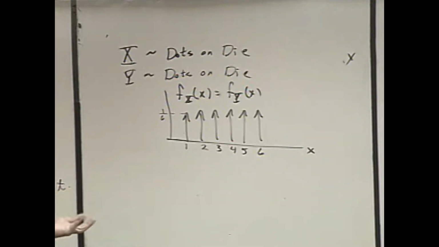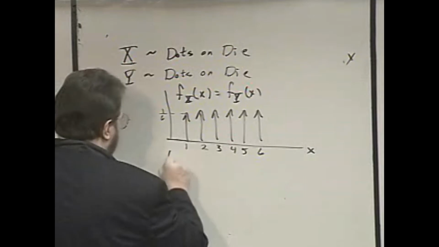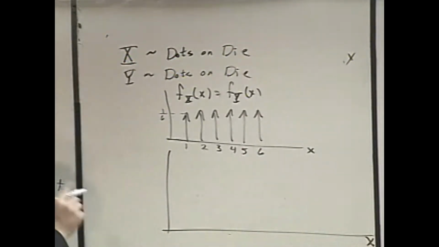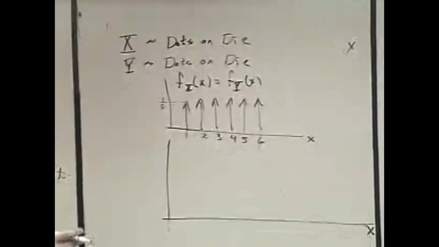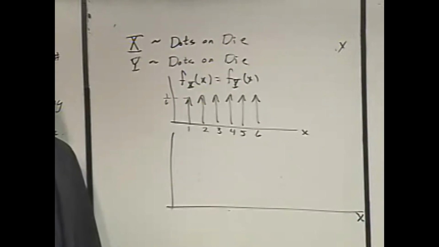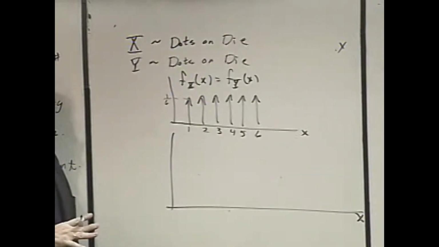Now, let's talk about rolling two dice. We're all expert at Monopoly or craps, and we all know what the outcome is. Now, if you roll two die, what can you get? You can get anywhere from 2 to 12, right?